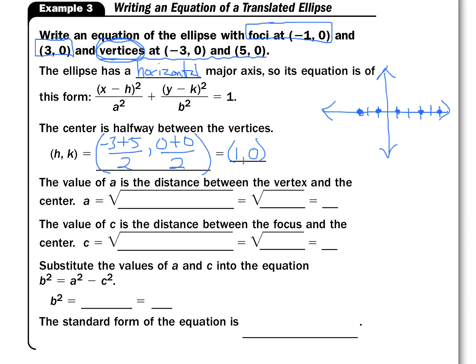The value of a is the distance between the vertex and the center. So I pick either of my vertices to use in the distance formula. Remember, the distance formula is the square root of x2 minus x1 squared plus y2 minus y1 squared. If I pick, let's say, 5 comma 0 for my vertex, I, of course, have to use my center, which is 1 comma 0. Now I could just count this off and figure out that the distance is 4, but we'll go ahead and do this the long way, just in case that's not the case.